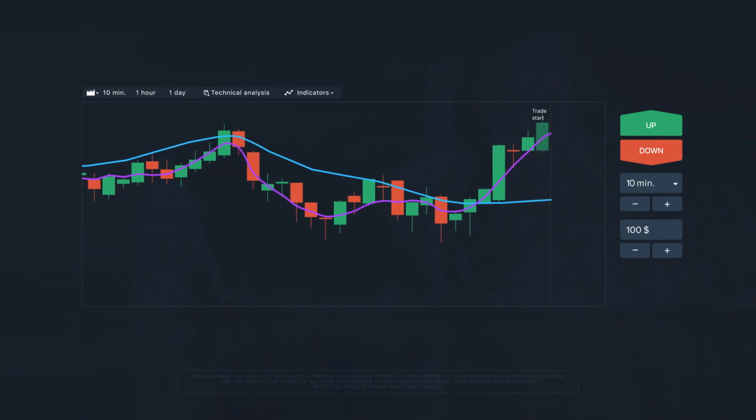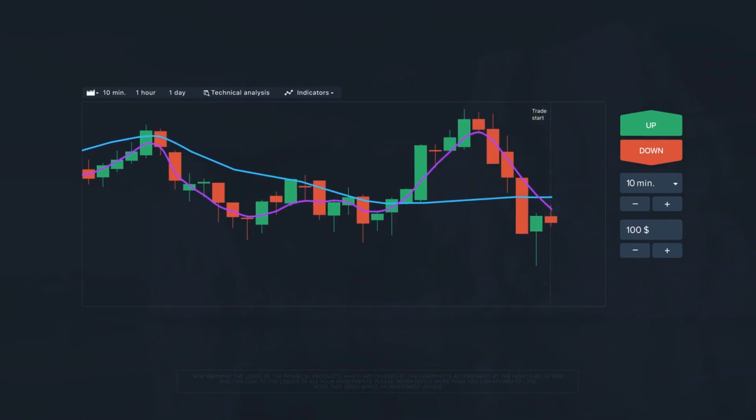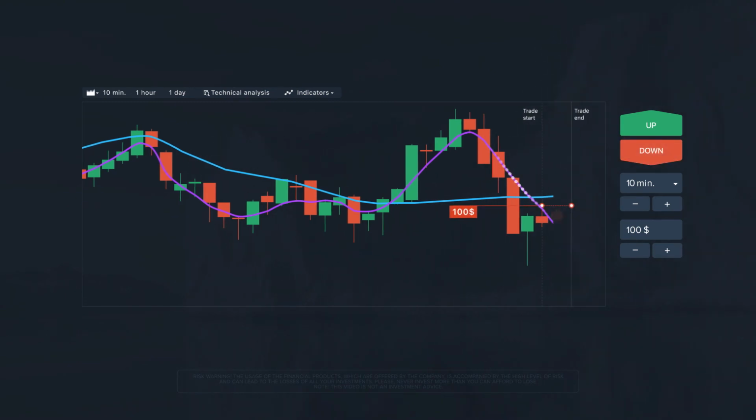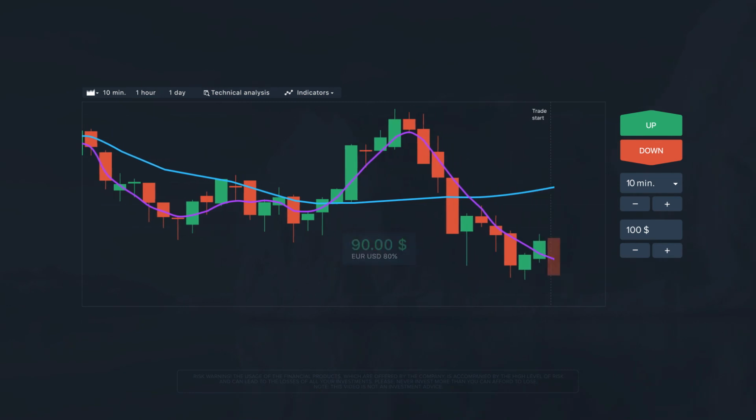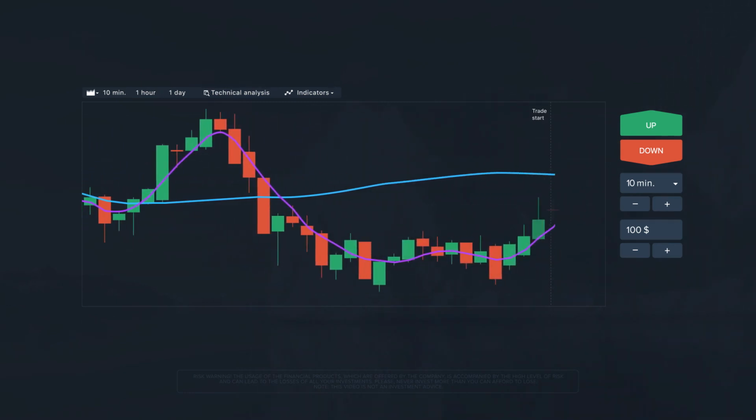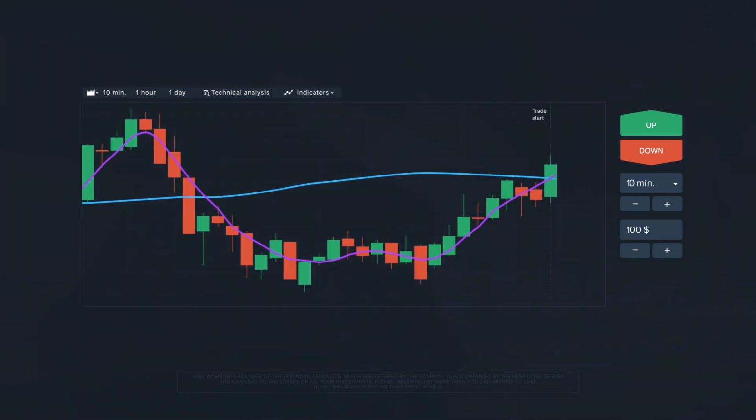The signal to open a short trade will be the top-down intersection of a fast SMA with a slow one. The signal to open a long trade will be the bottom-up intersection of a fast SMA, period 4, with a slow one, period 60.